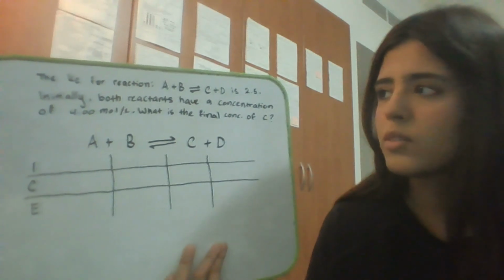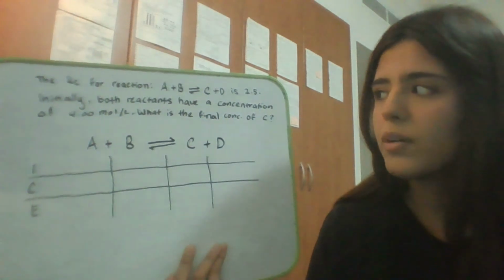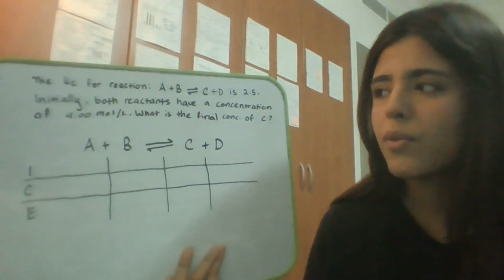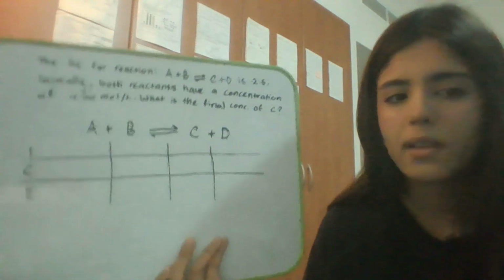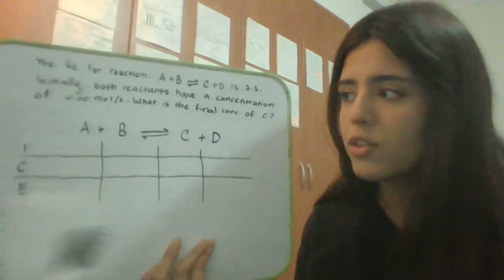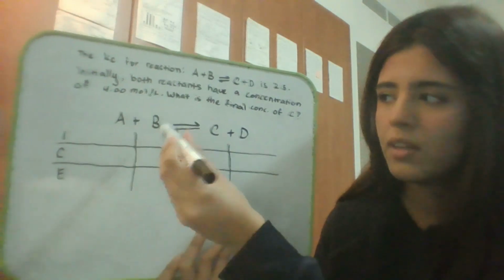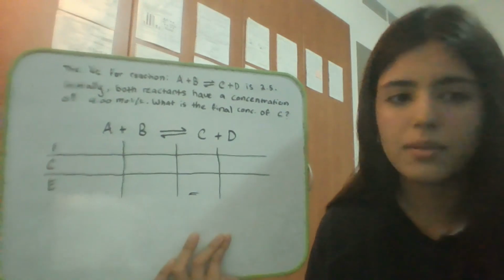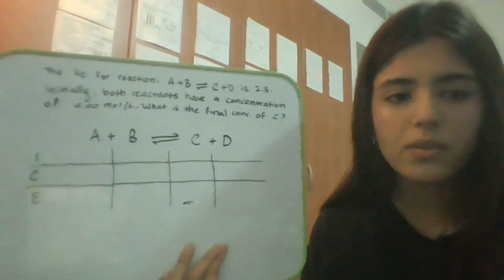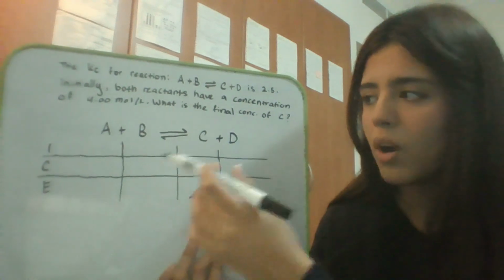Okay guys, so this is our first example, and the question says, the Kc for the reaction A plus B arrow C plus D is 2.5. Initially, both reactants have a concentration of 4 moles per liter. What is the final concentration of C? So it gave us the initial concentration for A and B, and it's asking us to find the final equilibrium concentration of C.